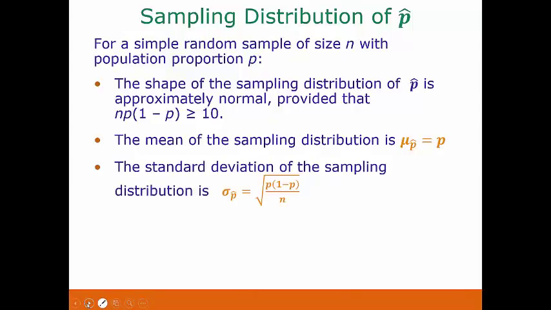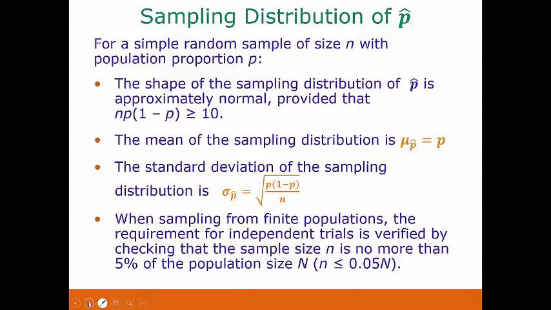The standard deviation of the sampling distribution is this. So we have the square root of p times 1 minus p, all divided by n. And again, our notation, this Greek letter sigma stands for the standard deviation, and it has the p hat as a subscript, so we know we're talking about the standard deviation for the sample proportions.